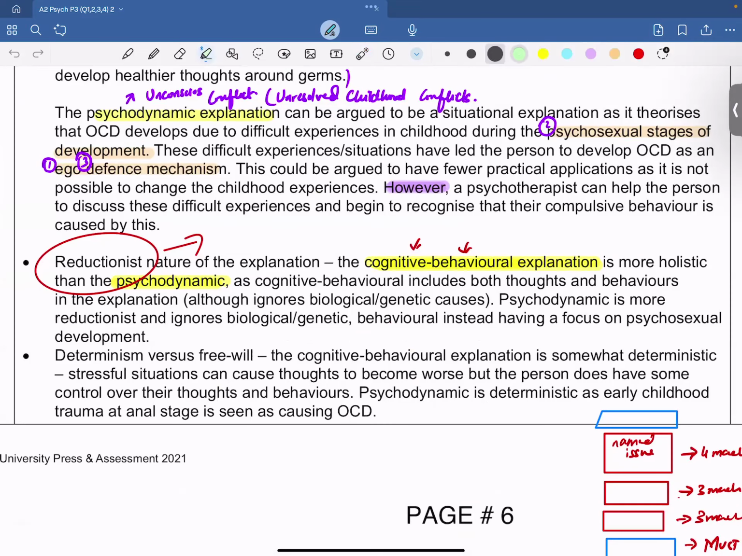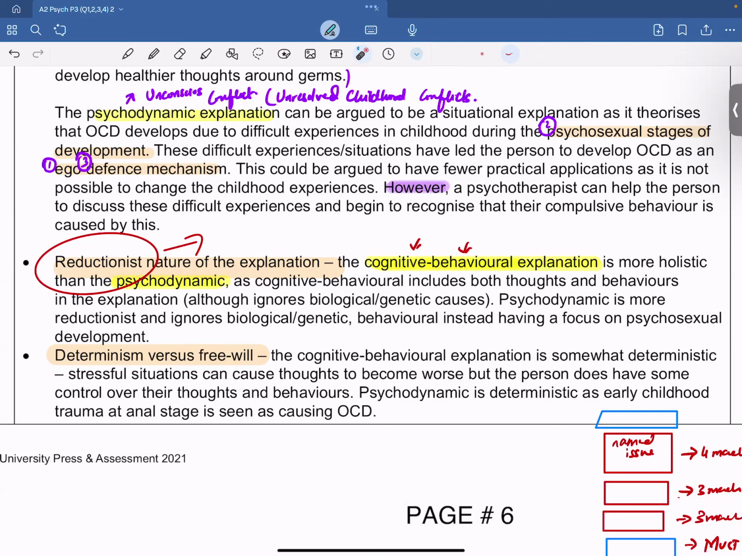Moving on towards the third evaluative point that could possibly be used as well. And this over here is determinism versus free will. Again, like I say, initially start off with defining what determinism is and how determinism is different from free will, and then move on connecting it to the question. The cognitive behavioral explanation is somewhat deterministic because you're talking about stressful situations causing thoughts to become worse, but the person does have some control over their thoughts and behavior.